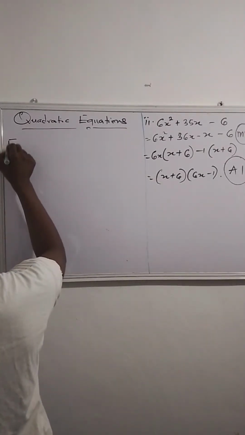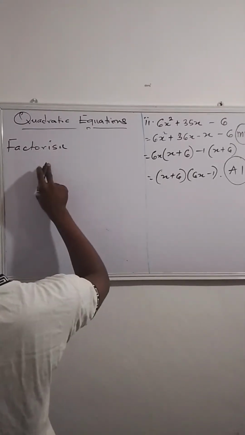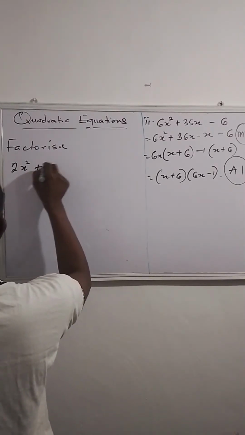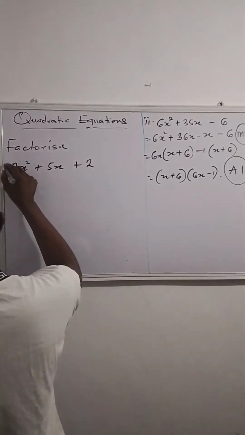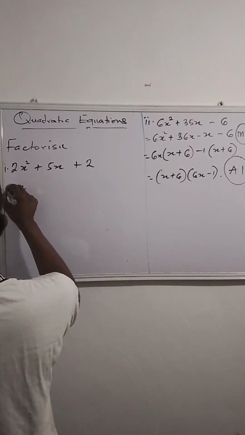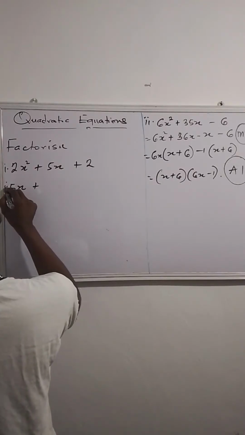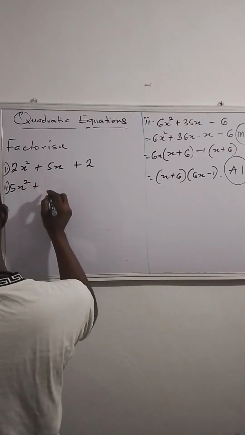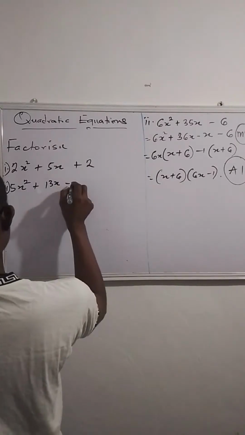Now you have to factorize 2x squared plus 5x plus 2, and the second one, 5x squared plus 13x minus 6.